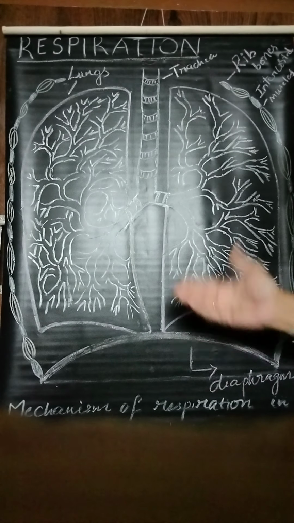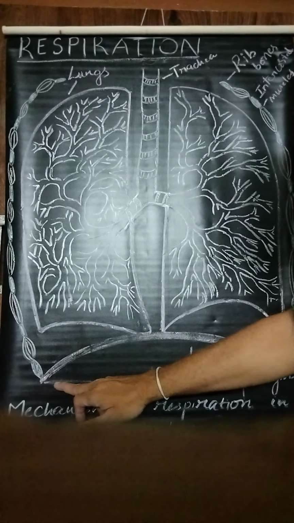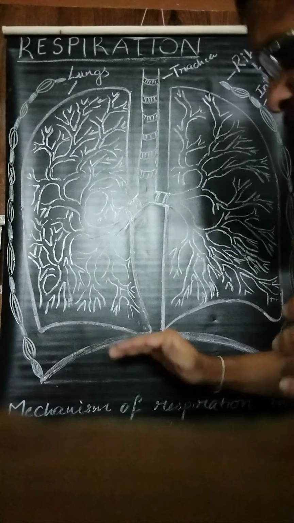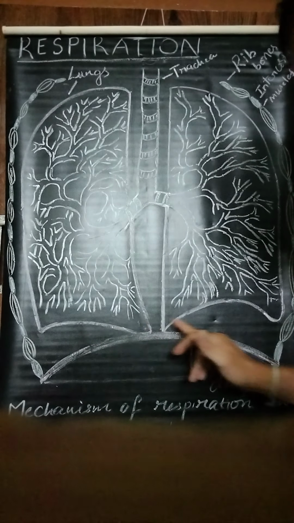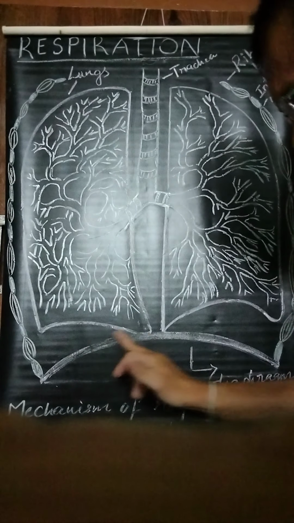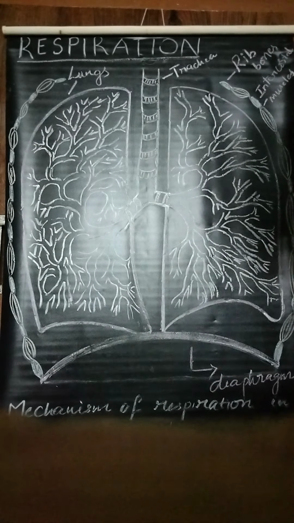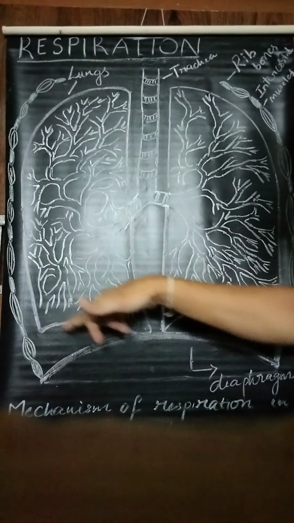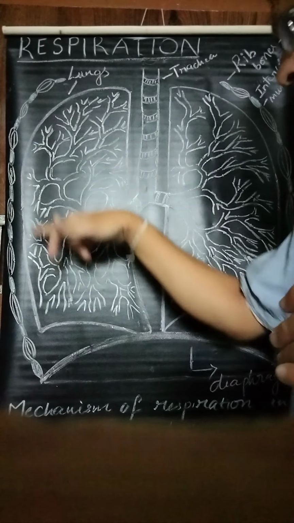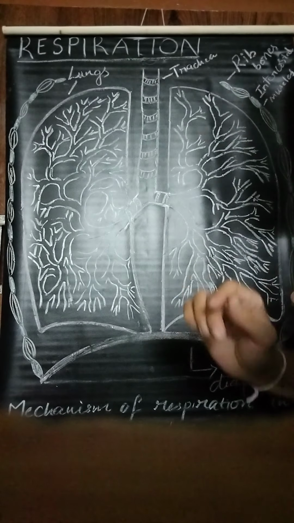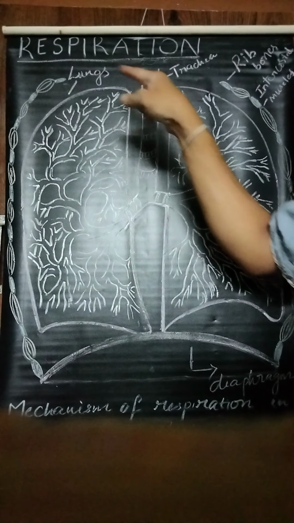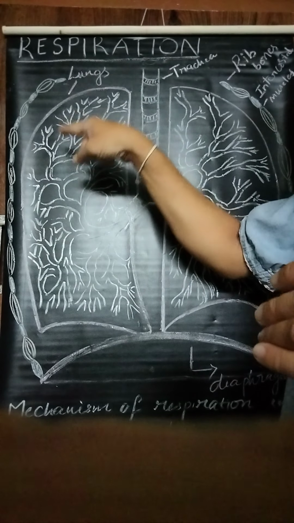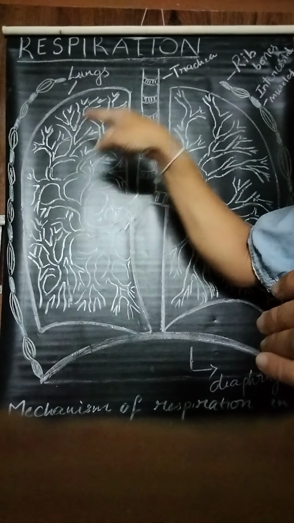Now in the expiration, what will happen? The diaphragm which is in the flattened condition now relaxes and reaches the dome condition. When the dome condition occurs, the space in the chest cavity decreases. That means the volume in the chest cavity decreases, and the volume present in the lungs also decreases.